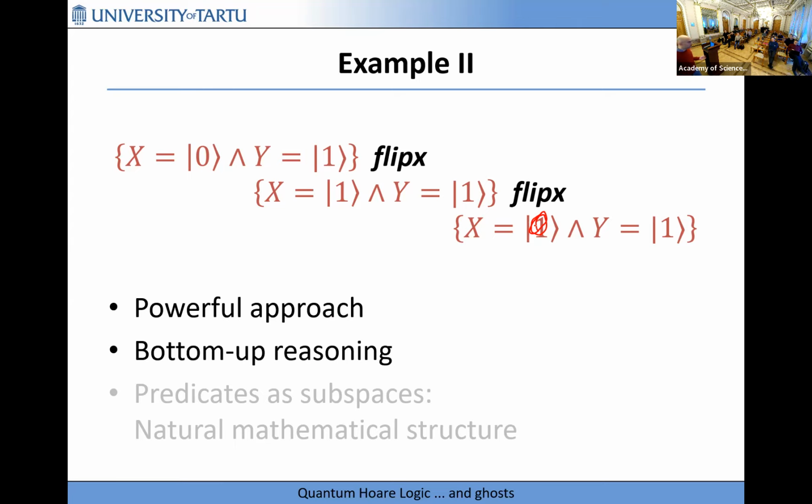Why? Well, we can do bottom-up reasoning about the programs. Like I told you earlier in the classical case, I broke down this 3-liner program into reasoning about individual lines. Here we did the same. We reasoned about flip x and flip x, and then concluded that two flip x's bring this to this. And using predicates of subspaces means that the rules that we get become rather nice, not so complicated, because the structure we used is compatible with how the programs operate.